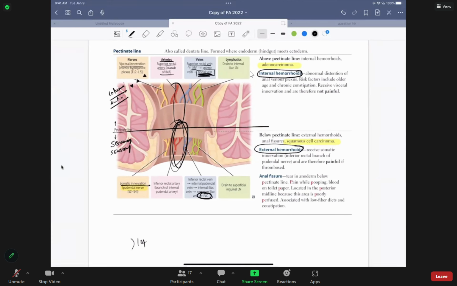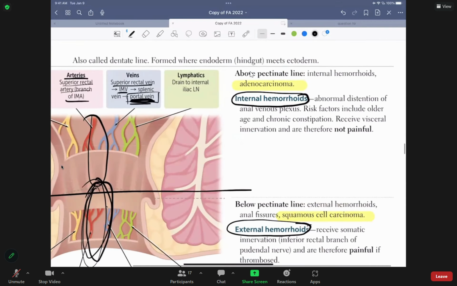The first and easy one, external is somatic. That means it hurts so badly. People can feel the pain of external hemorrhoids. They won't even sit on the chair. Why? When they sit, it touches it, so it hurts. Does that make sense, folks? Whereas internal hemorrhoids, autonomic nervous system, which means there is no pain. They won't even know that they have internal hemorrhoids.